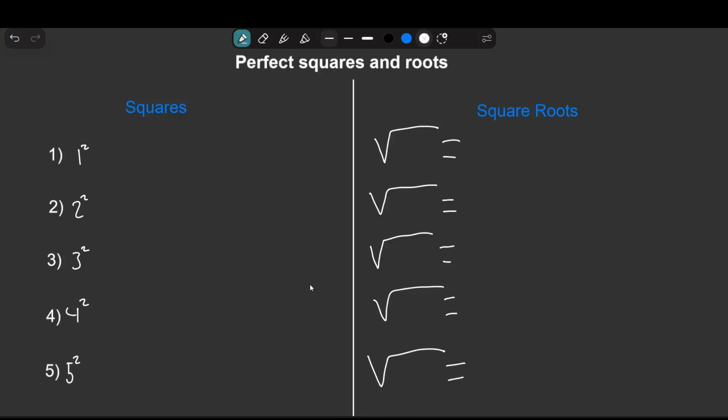Hello guys, welcome back to a new video, and in this video I'm going to cover the first 10 perfect squares and square roots. We will start by taking a look at the first 5 and then moving to the 6th through 10th. Now remember, squaring a number means to multiply the number by itself.